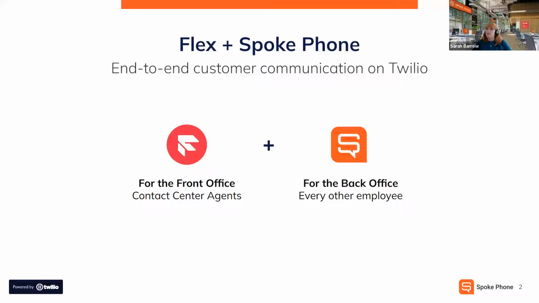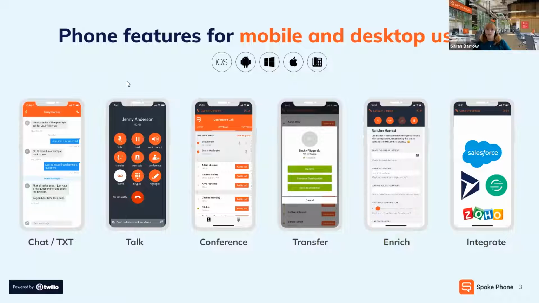So how does this Twilio ecosystem all fit together? Well, if you think about Flex, that's your system for your front office and your contact center agents. So Spokephone is your tool for the back office and every other employee. So together, Flex and Spoke bring together end-to-end customer communications on Twilio. Flex for your front office and Spoke for your back office. Spoke supports both phone and chat and text channels and is available on Windows and Mac computers, iOS and Android.